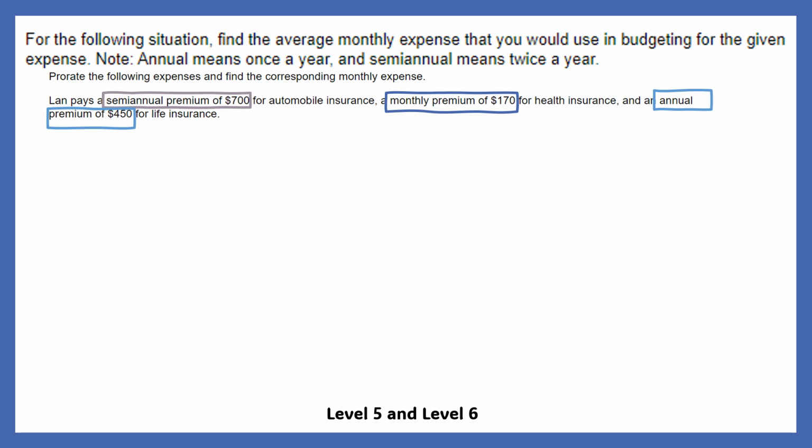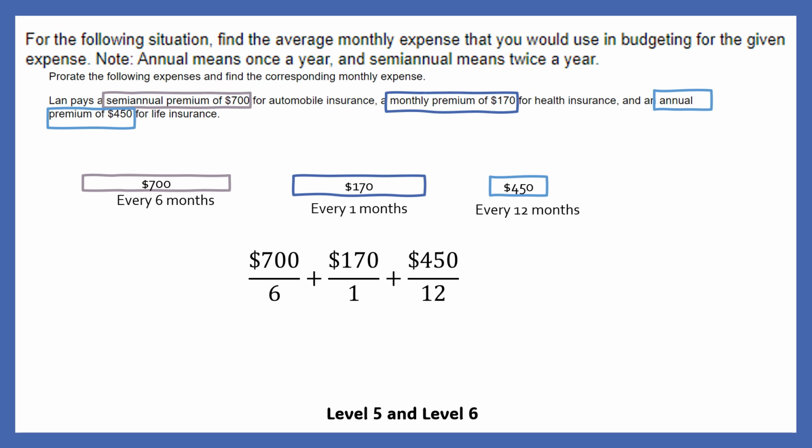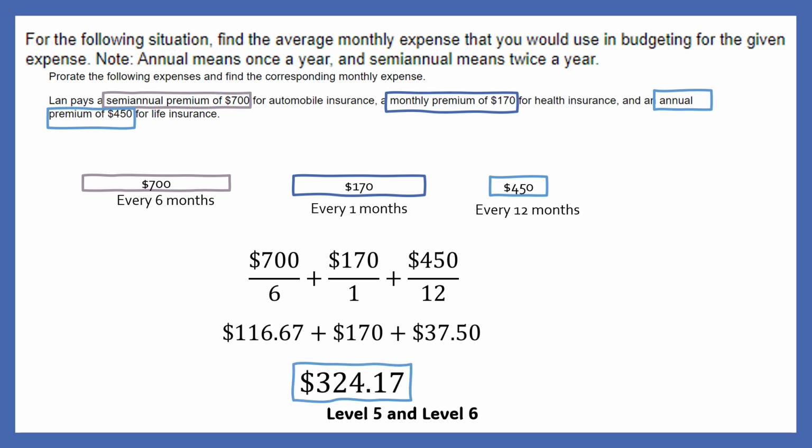So if we're going to calculate our monthly expenses, we're going to want to scale each of those to find the average cost per month. First, we have the $700 automobile insurance, but that's every 6 months. We have the monthly premium that we do pay every month, and then the annual premium that we pay every 12 months. We're going to scale it down and divide each of them by the number of months so that we then match our terms. And so when we go ahead and divide each one by the number of months, it gives us an average for each month for each expense, giving us a total of $324.17.